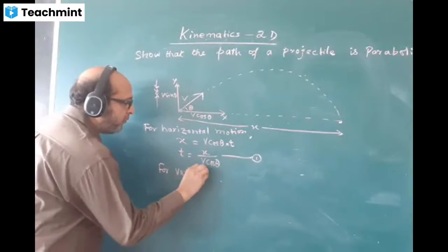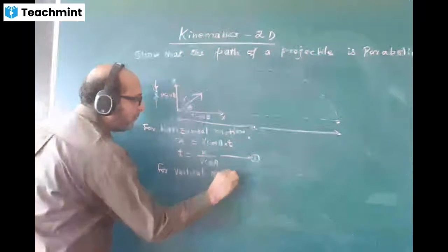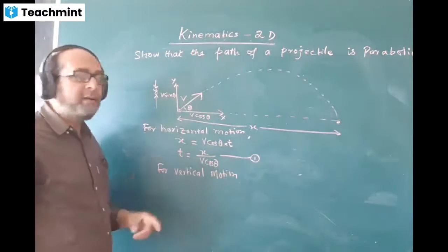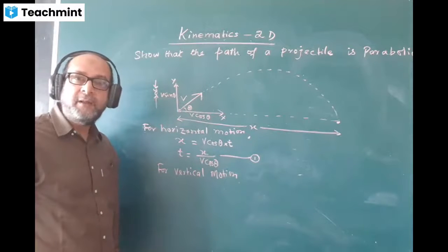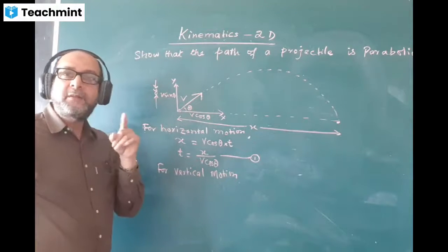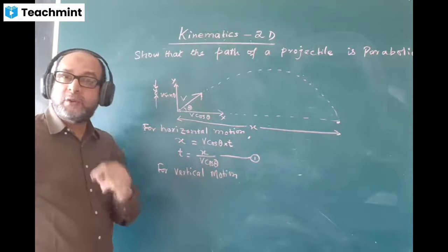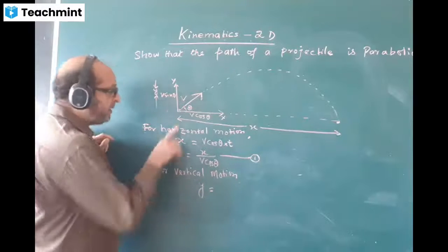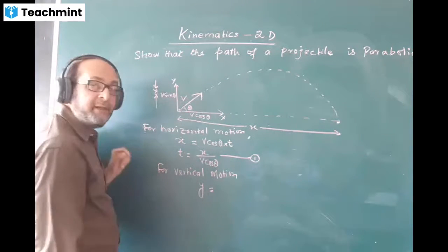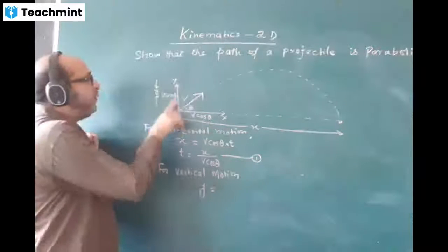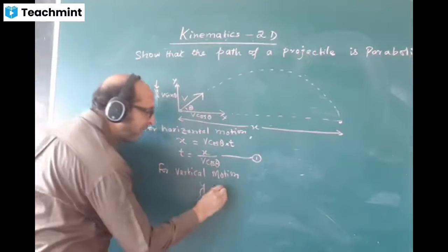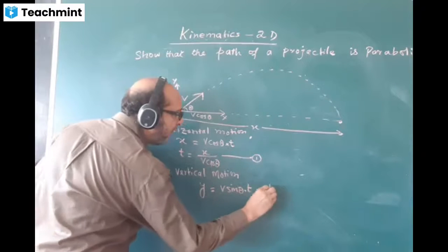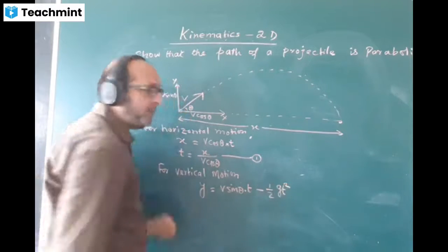For vertical motion, the height or distance covered will be denoted by y. And we know the formula h is equal to ut minus half gt square. I'm using that formula. h means y, the height covered along the y-axis. What is the value of u in this direction? The value of u is v sin theta. So y equals v sin theta into t minus half gt square.